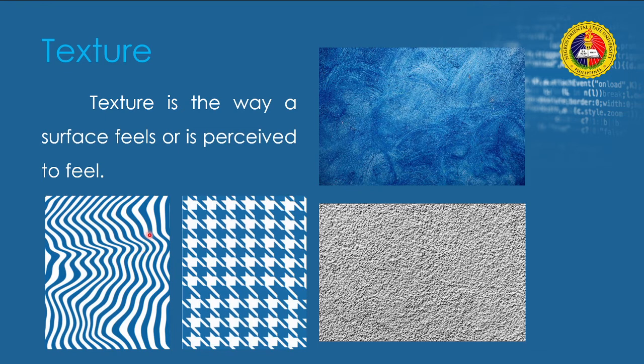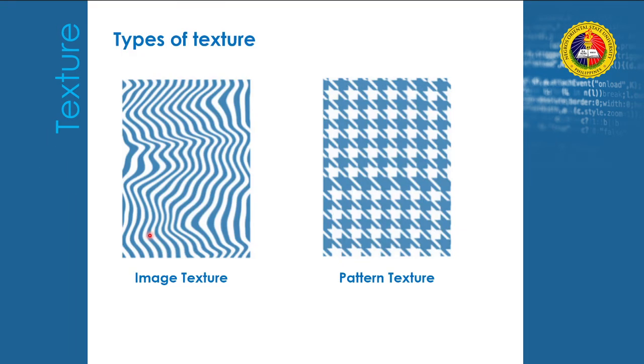Although we cannot touch it physically, in our mind, whenever we look at this picture, we felt something. Texture is used to create visual tone and can influence the look and feel of a piece of graphic design work. It is also used to attract or repel interest to an element depending on the pleasantness of the texture. So there are two types of texture. We have image texture and pattern texture.